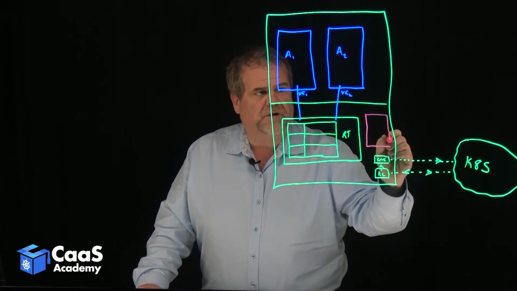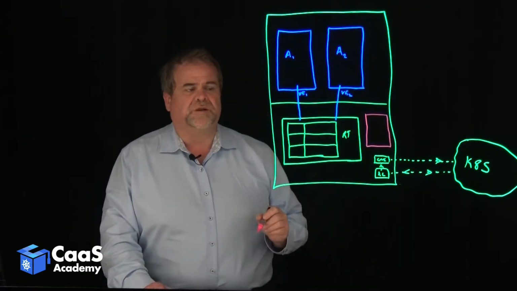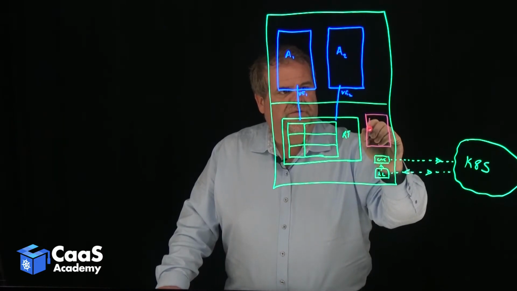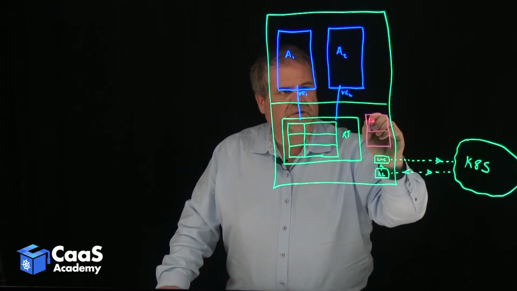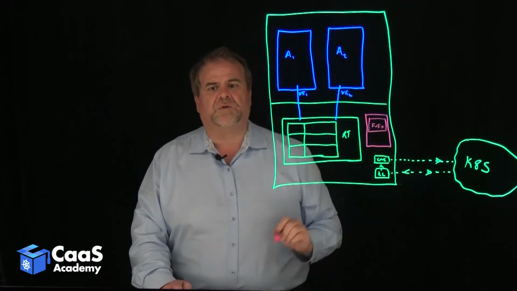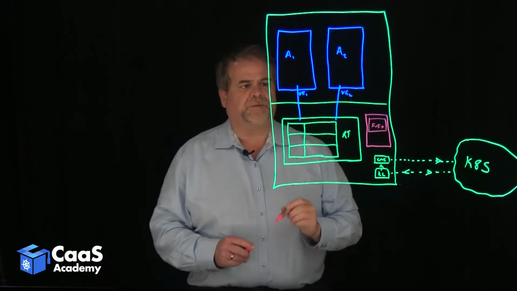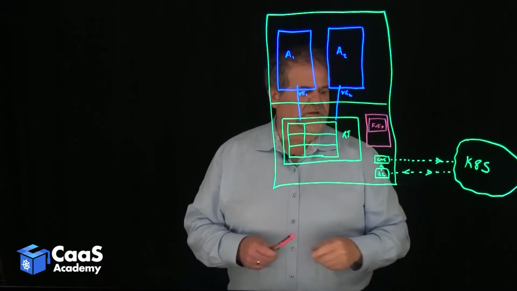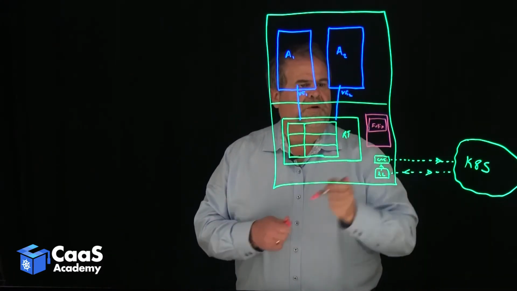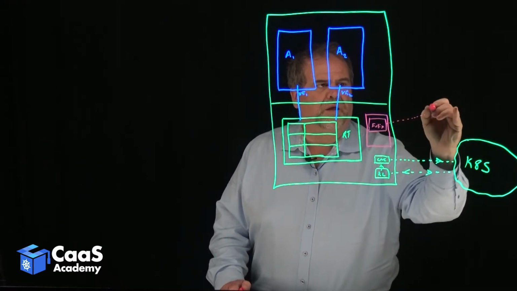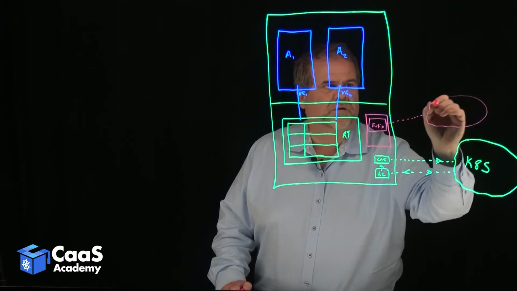And Calico node has two components in it. Calico node has Felix, and it has another pod. We'll talk about that other workload in a minute. Right now it's got Felix. So Felix is talking to the Calico key value store.